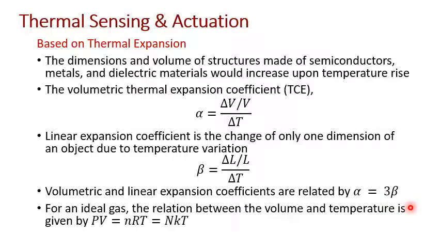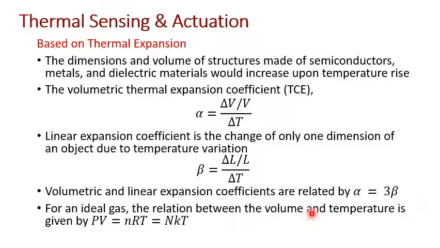But in practical cases, you will see that the extent of expansion due to a temperature rise is very limited. For example, if you consider a 1 millimeter long silicon cantilever beam, for a temperature rise of 100 degrees Celsius, it will elongate by only 0.26 micrometer. So even for thin film materials such as silicon nitride and polycrystalline silicon films, the thermal properties such as thermal expansion coefficient depend upon the exact composition of the material.